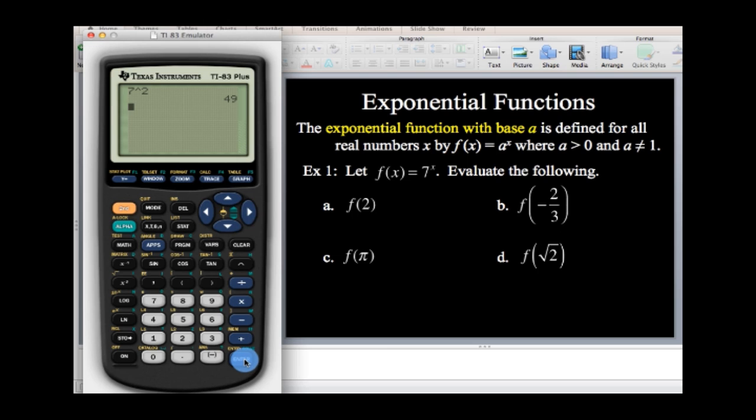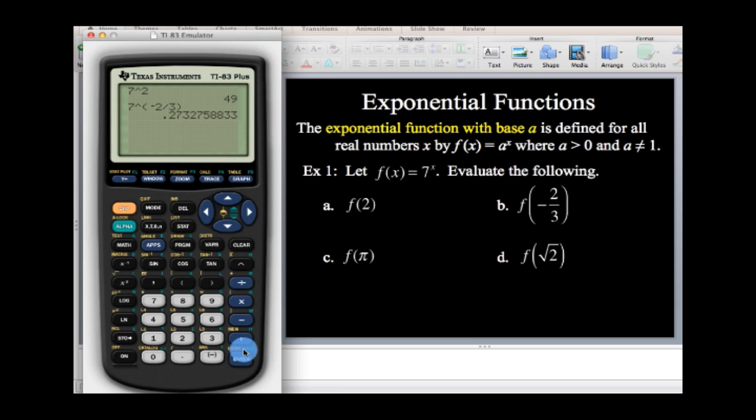Then going to b, the new x value is negative 2/3. Now you have to be a little bit careful here. We still go 7 raised to the, but when you have anything more than just one number in the exponent, we have to put parentheses around this. So we're going to take 7 raised to the parenthesis negative 2/3 power, and that gives us this decimal, which we would round off to approximately 0.2733.